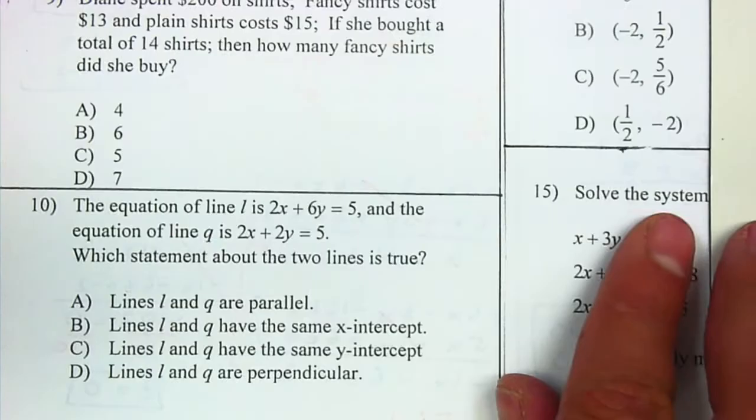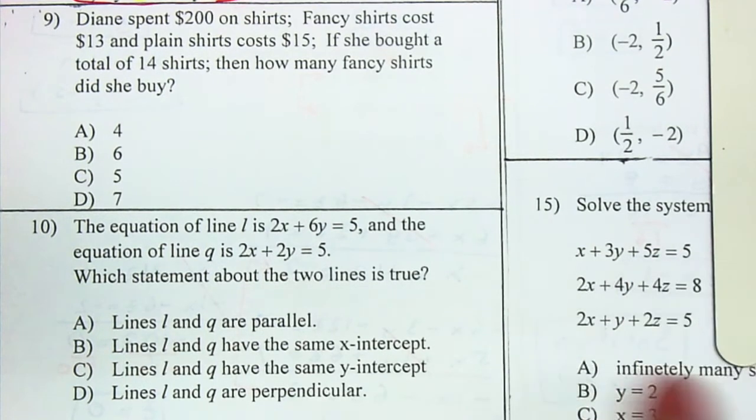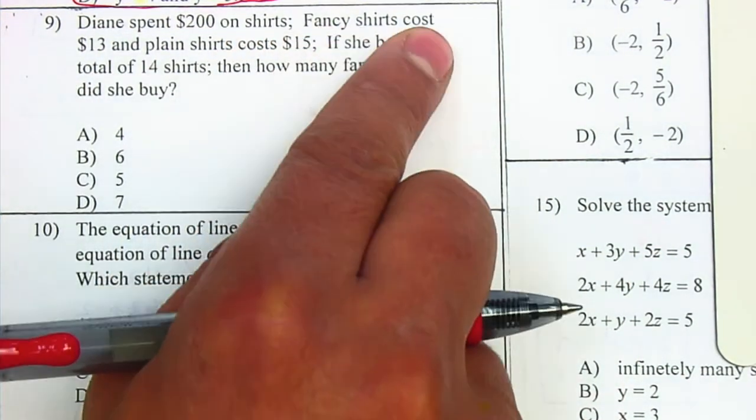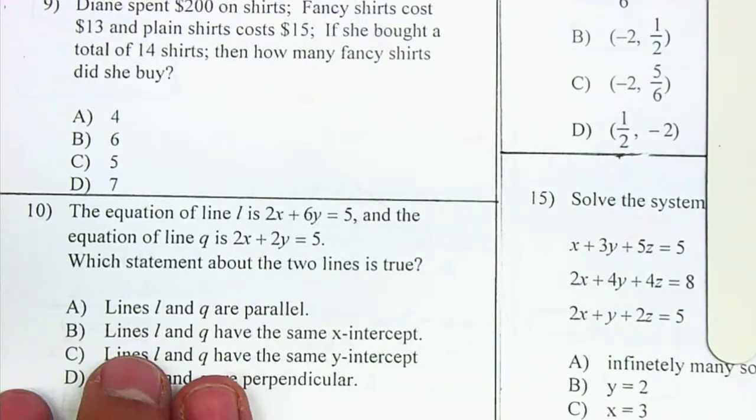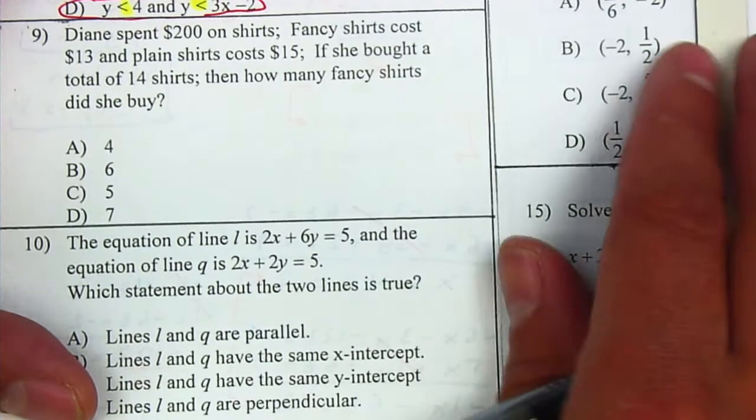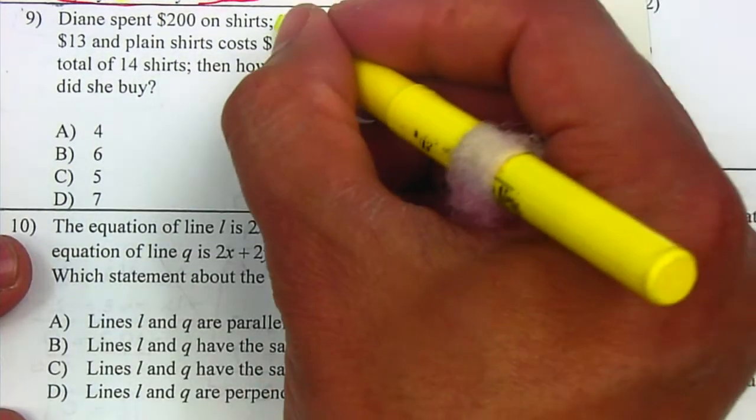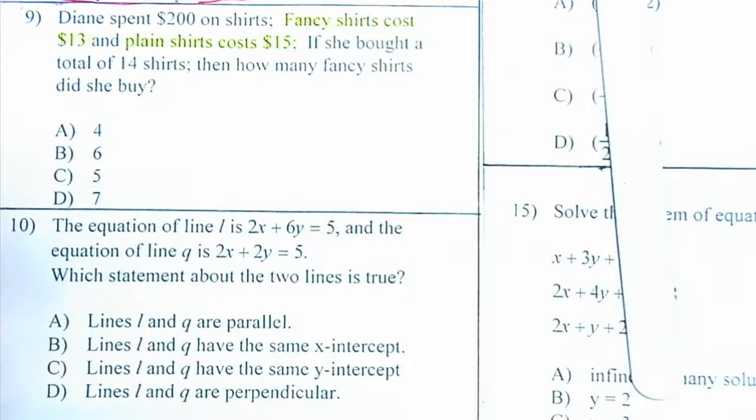Problem number 9, word problem once again. Systems of equations. We have Diane spent $200 on shirts. Fancy shirts cost 13 and plain shirts cost 15. Remember, we're looking for the two items. So in this case, we found our two items. Fancy shirts are costing 13. Plain shirts will cost 15.